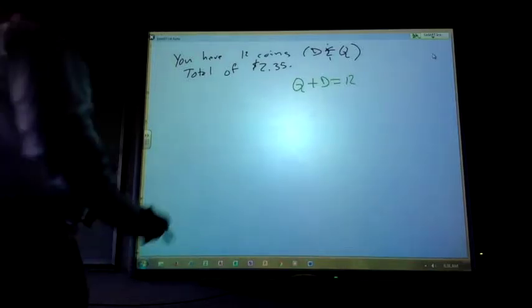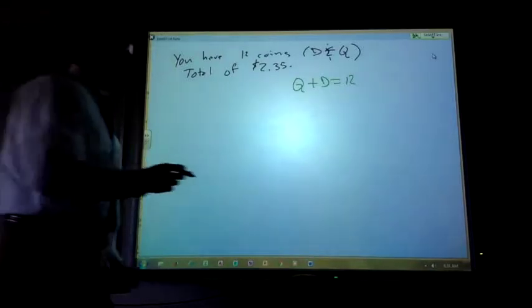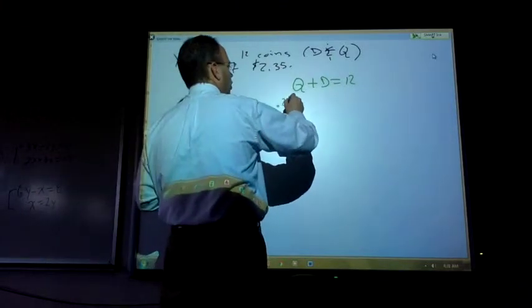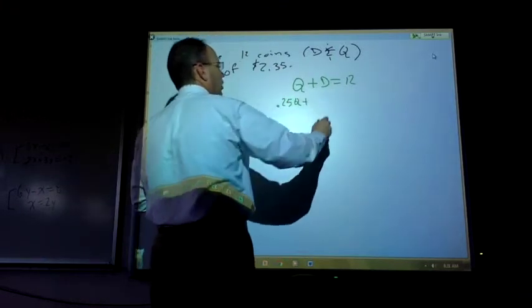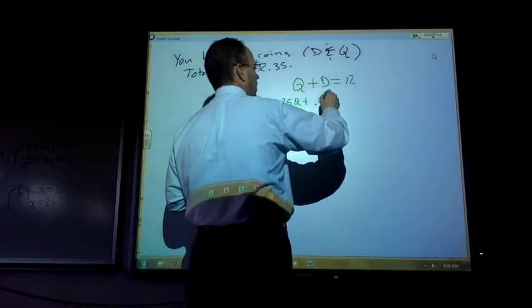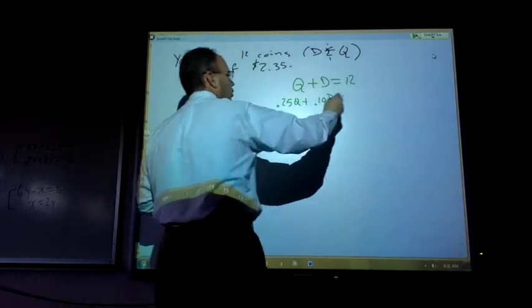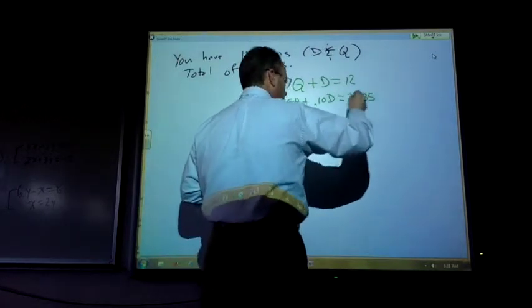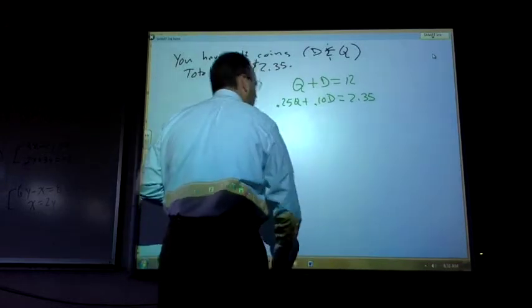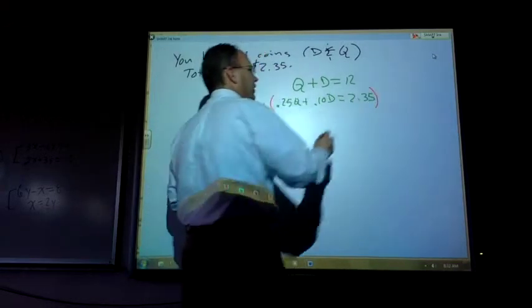Gabe, a quarter is worth how much? 25 cents. So I'm going to go 0.25Q. And a dime is worth how much? 10 cents. So I'll do 0.10D. And that's equal to 2.35. Gabe, how would I get this not to have any decimals?